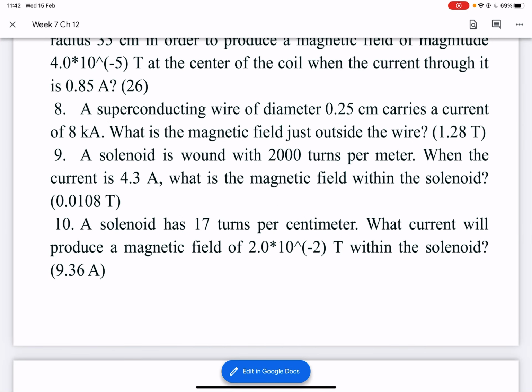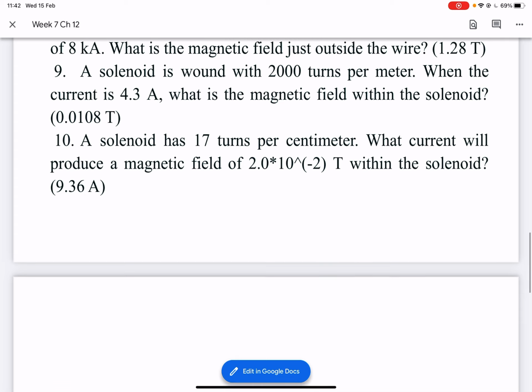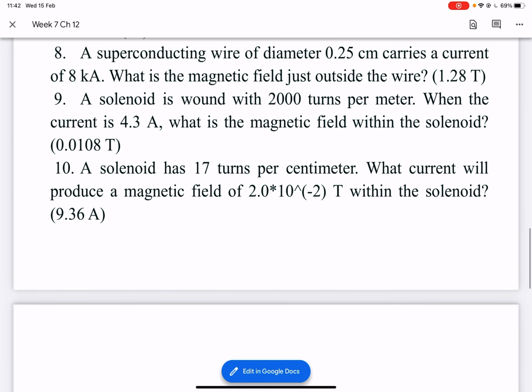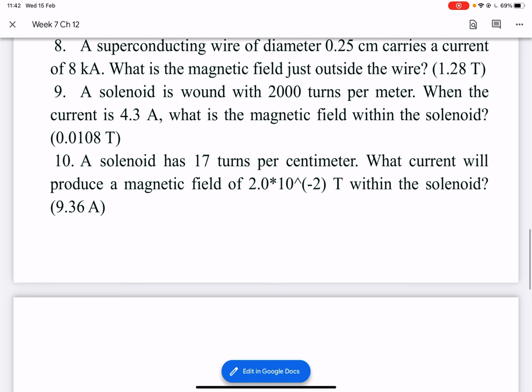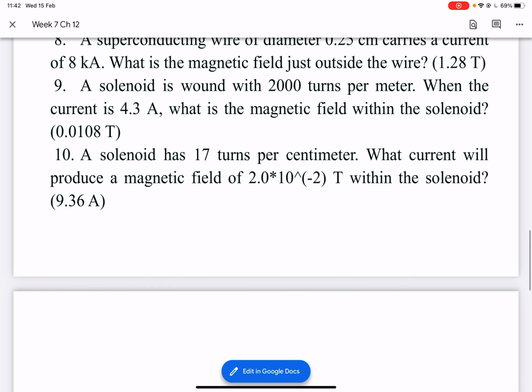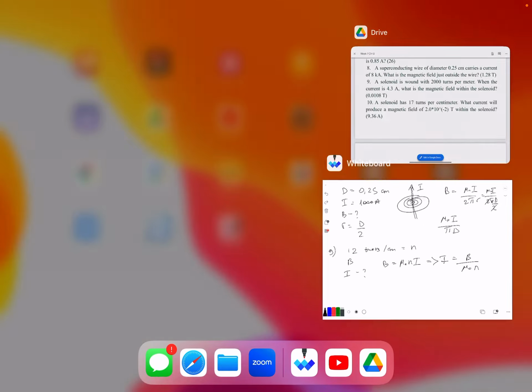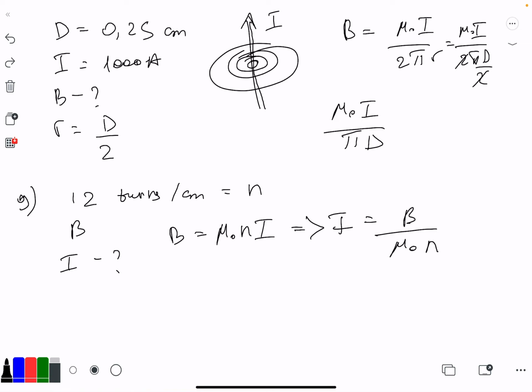Next problem. In the next problem, what is the current? So basically, number 10 or 9. In both cases, you can use the same formula, which is this one, and you can solve any of them actually.